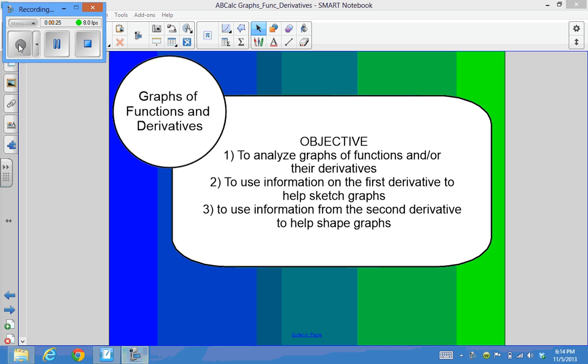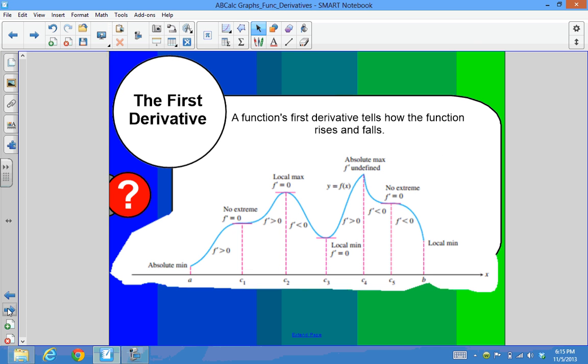As we look at this, our objective is to analyze graphs of functions and/or their derivatives. We want to use information on the first derivative to help sketch graphs, and we want to use information from the second derivative to help shape the graphs so that they're not just always kind of up, down, or looking like absolute value graphs. Okay?